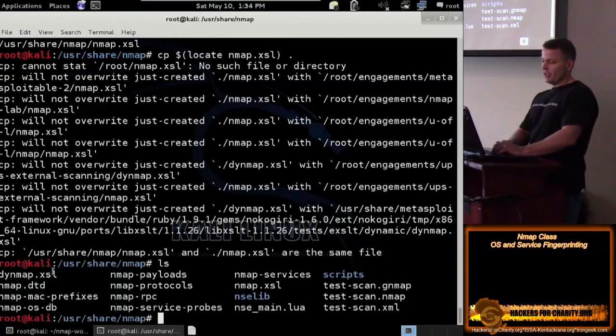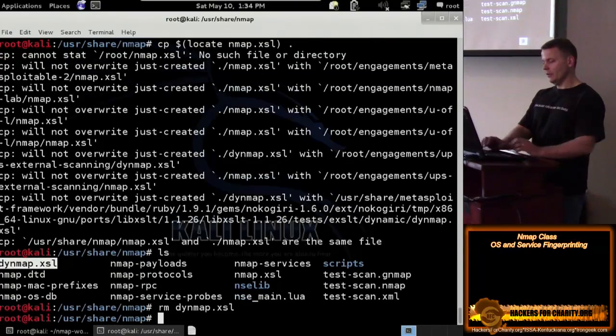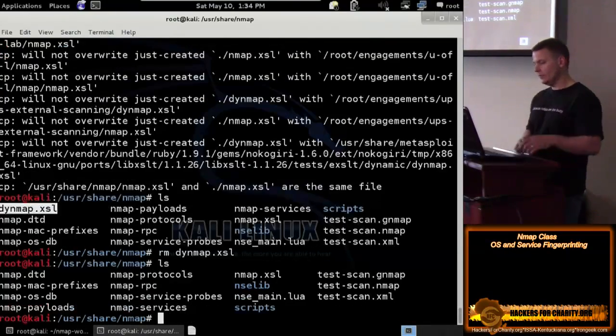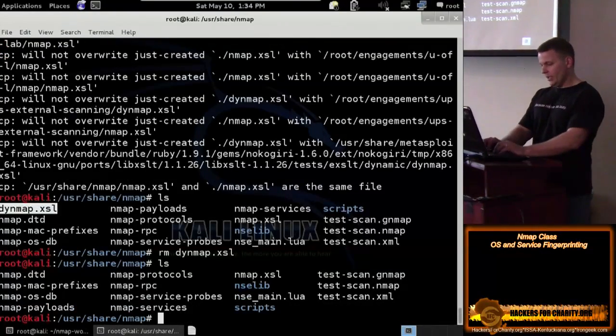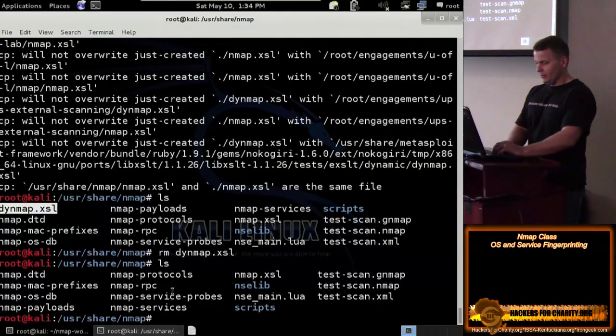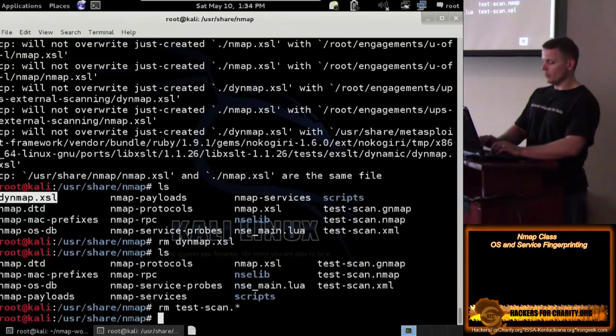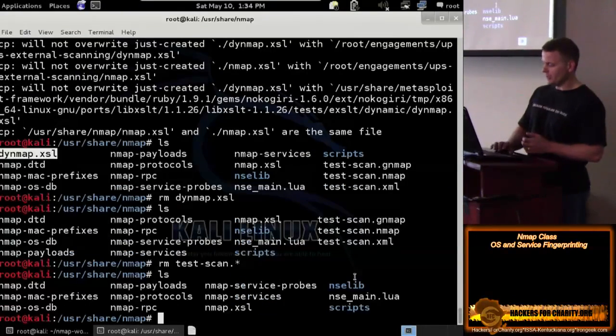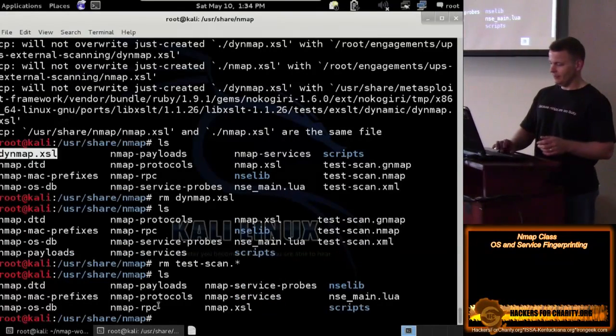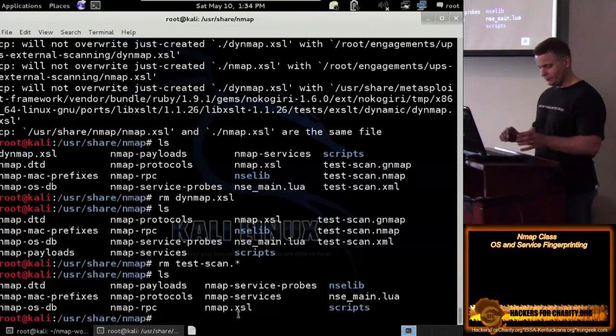But the problem is anything that also matches that pattern, like dy nmap.xsl, will also get copied over, so then you have to turn around and remove those. Okay. So now we have our nice report. And I'm going to remove these test scans out of this directory because they don't belong over here. I thought it was in my home directory. I'm actually over in the Nmap directory. So not a good idea to pollute that one.